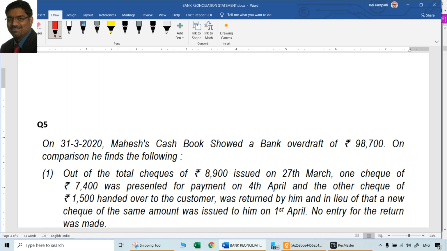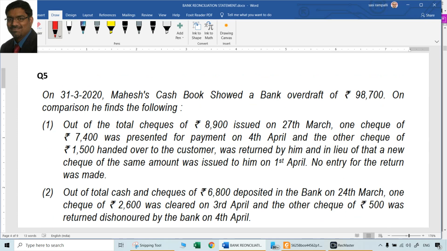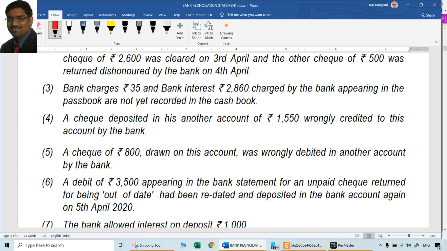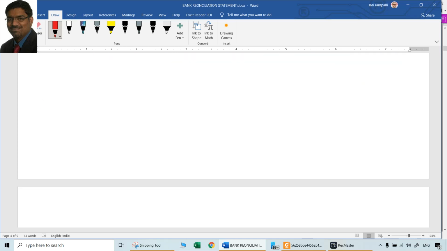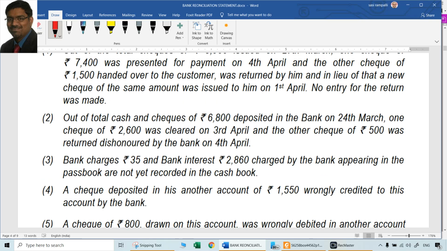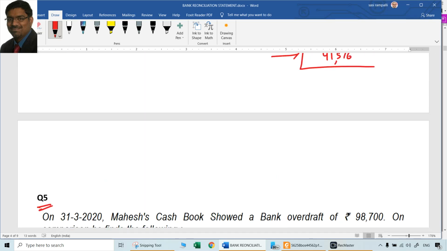Now moving to another question. Question number 5. On 31st March 2020, Mahesh's cash book showed a bank overdraft of 98,700. So that is the starting point. Yes, we know that. So many points are given, etc. What is asked? Prepare a bank reconciliation statement as on 31st March 2020. That's what was asked.